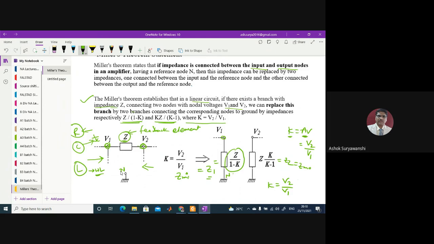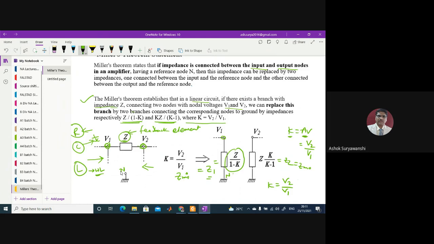So how to read this ZMI? Miller's input impedance. This is called Miller's output impedance. Miller's input impedance is Z upon 1 minus K, or Z upon 1 minus AV, and Miller's output impedance is Z into AV upon AV minus 1, or Z into K upon K minus 1, where K or AV is output voltage divided by input voltage, or output node voltage divided by input node voltage. Output voltage upon input voltage is always called gain.